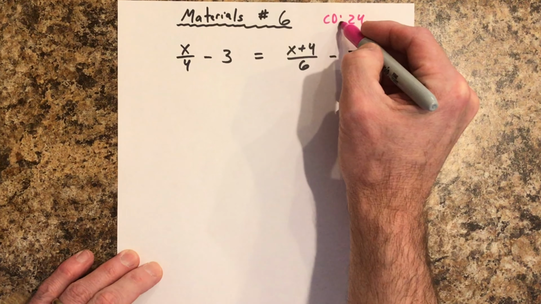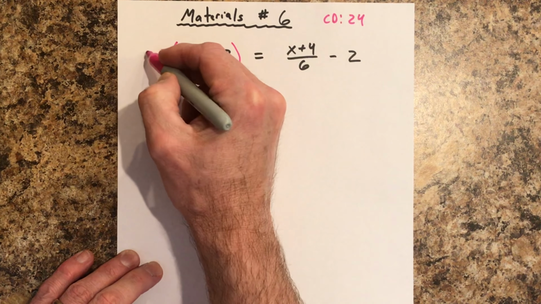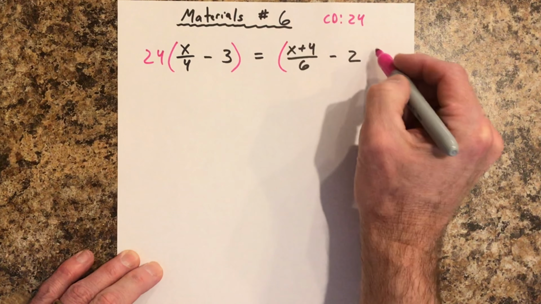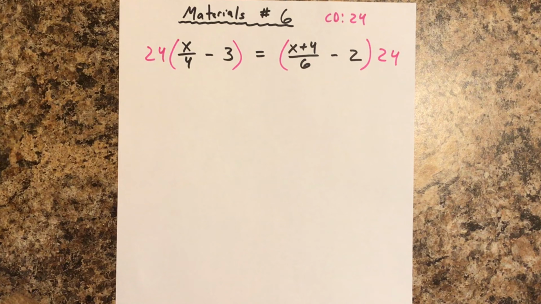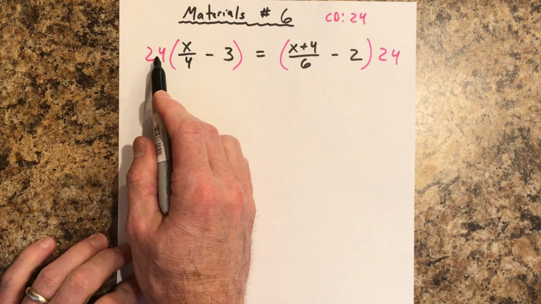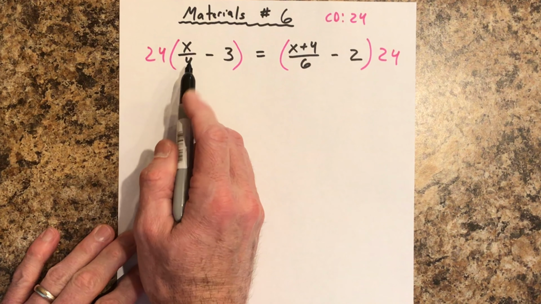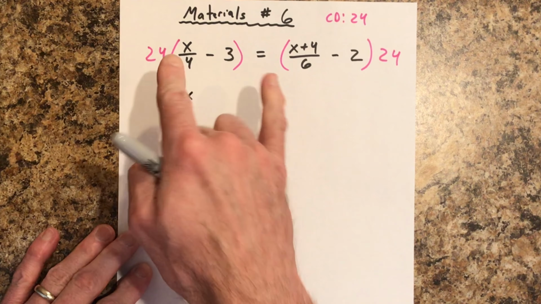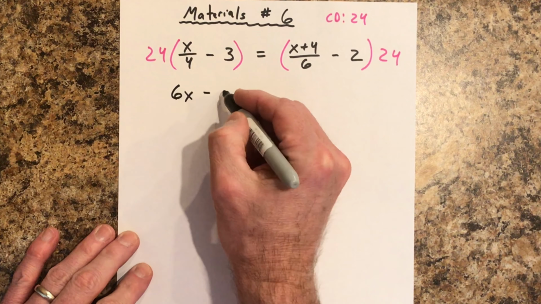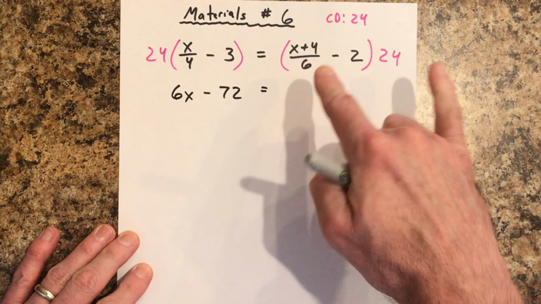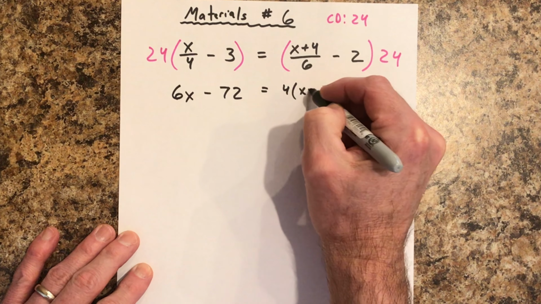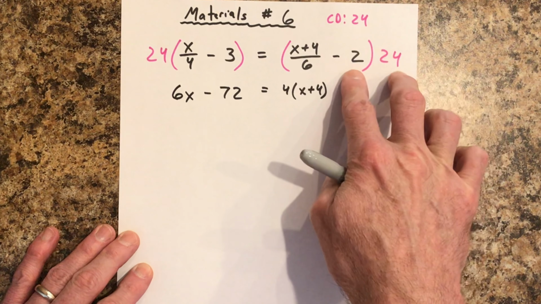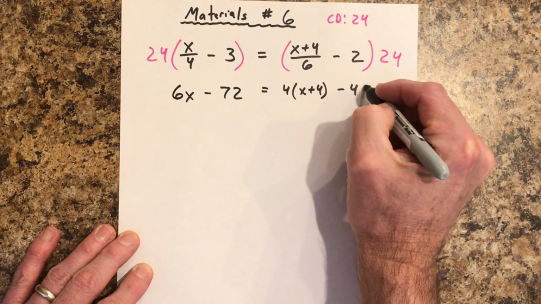So we're going to multiply both sides of the equation by 24. Notice I'm not just multiplying the fractions by 24, I'm multiplying everything by 24. 24 divided by 4 is 6, so 6x. 24 times 3 is 72. 24 divided by 6 is 4. Importantly, notice the parentheses. And 24 times 2 is 48.